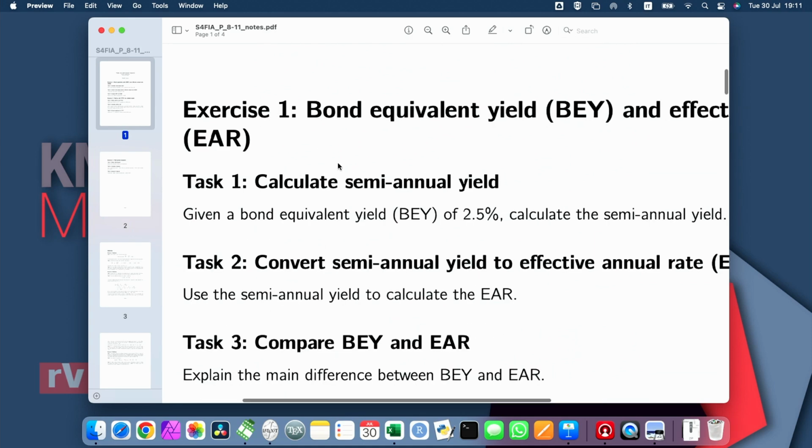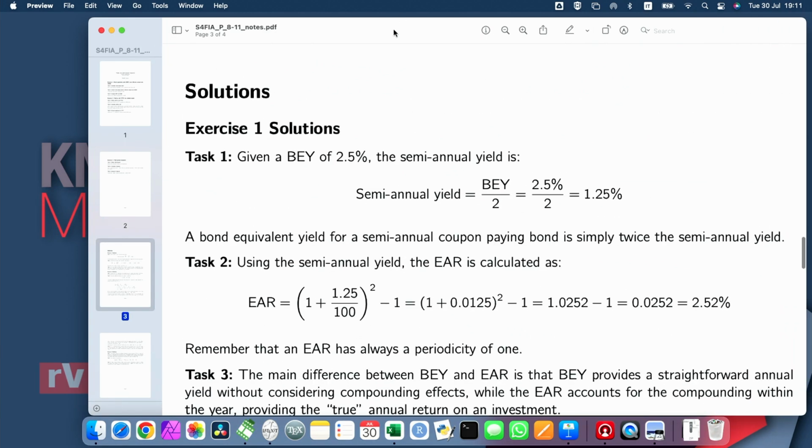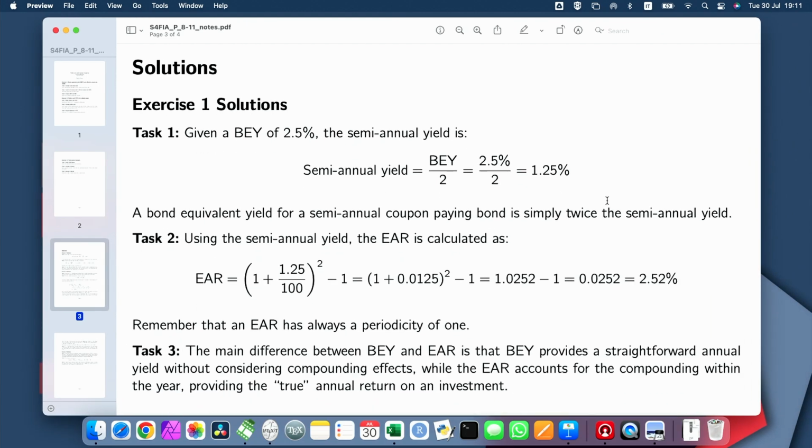Now that you have gone through the practice opportunity, I can walk you through my solution. For exercise 1, I will only use the notes to show you the correct answers. To find the semi-annual yield, you only have to divide the bond equivalent yield by 2.